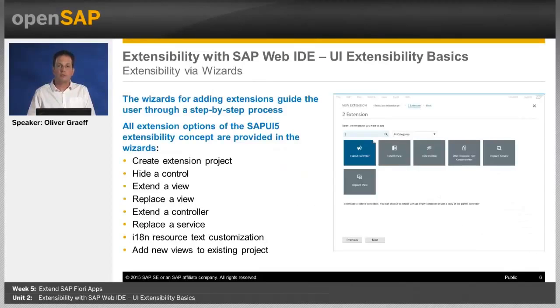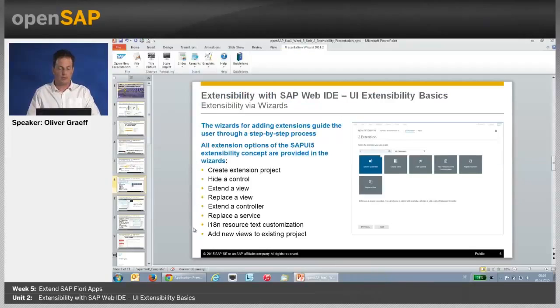We have two options. One is extensibility with wizards, and the second one is to use a visual editor. So first one is a wizard. You can see here, just like the other wizards in Web IDE, it guides you through the necessary steps. And with the wizard you can create an extension project. We've just seen that. You can hide a control, you can extend a view, you can replace a view, extend a controller, all the different options we've seen before. So let's do that in Web IDE.